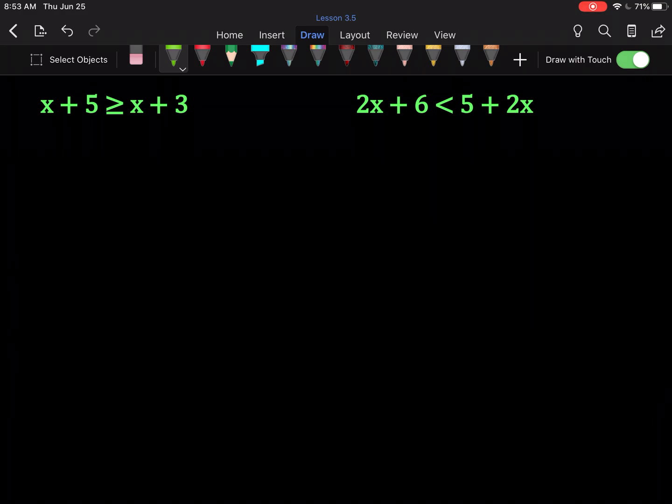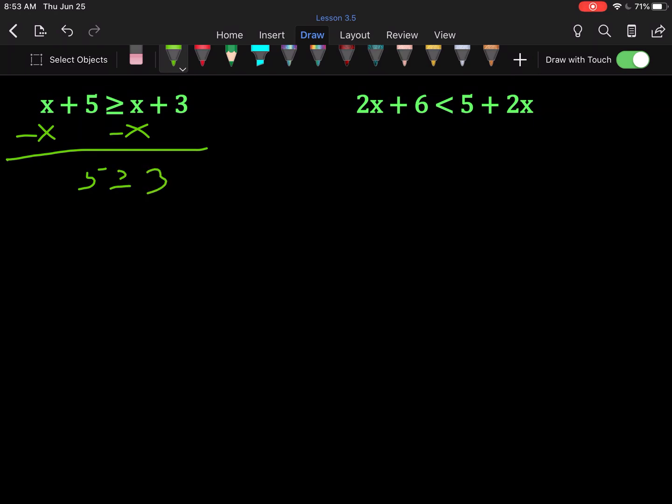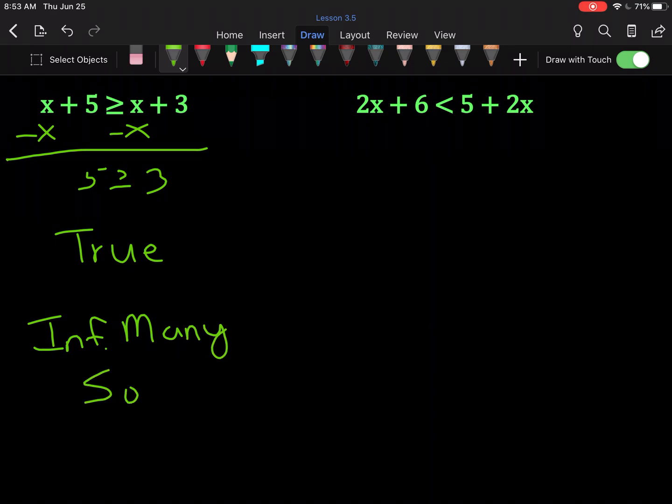So let's see. Step first, always make the variables report to the left side. So x minus x is gone. 5 is less than or equal to, x minus x is gone, 3. That's just a statement. 5 is greater than or equal to 3. That is true. Which means, as it always has, that there are infinitely many solutions to that problem. If you get a true statement, you have infinitely many solutions.